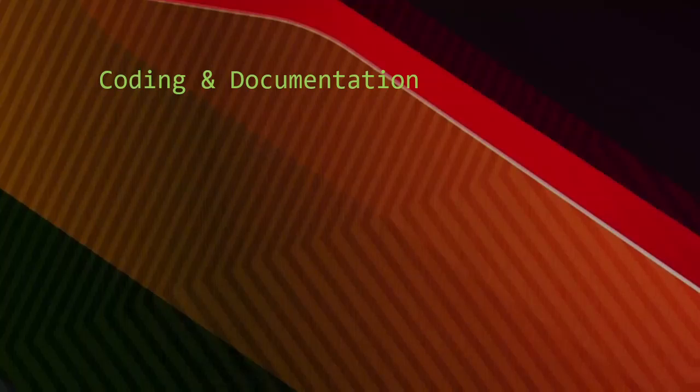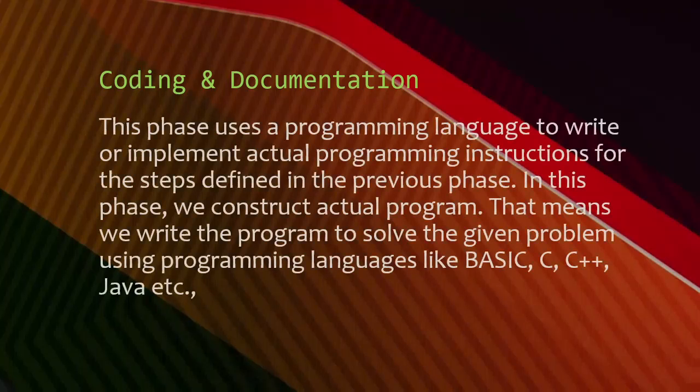Next, after algorithm development, we are about to start coding and also designing. Here, this phase uses a programming language to write or implement actual programming instructions for the steps defined in the previous phase. In this phase, we construct actual program. That means, we write the program to solve the given problem using programming languages such as BASIC or Visual Basic, C, C++, C#, Java, or any programming languages. Sabi nga natin kanina, mapa web yan, mapa desktop system yan, or offline system, at mobile development systems. Okay?